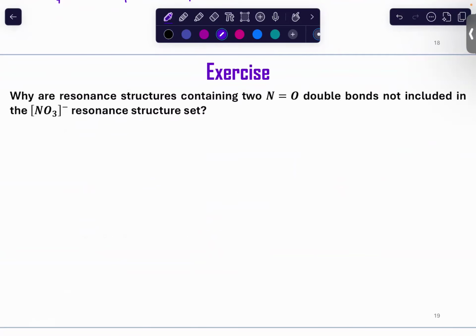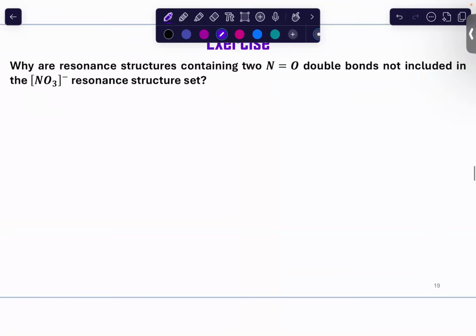So, okay, let's think about the resonance structures of the NO double bond. Why do the resonance structures for nitrate not include two NO double bonds? So this is like a T-shaped one, right? Nope. Let's review what happens with nitrate.